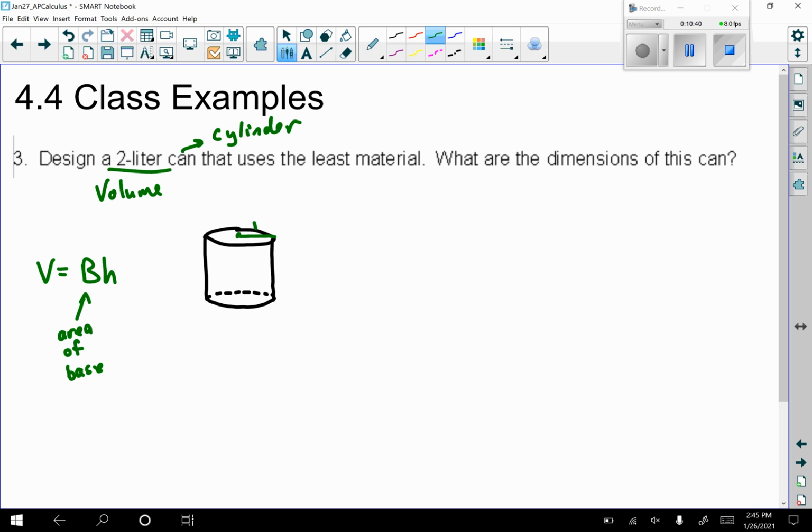So this would be our radius, and then this would be our height. Now we want to minimize the amount of material. So using material here, this is actually surface area, and we want to minimize this. If we minimize the material used, we minimize the cost eventually. Another nice fact we need to know is that in 1 liter, there are 1,000 cubic centimeters.